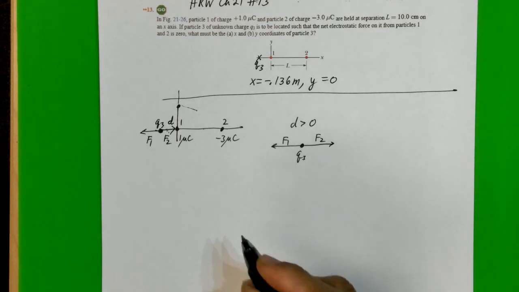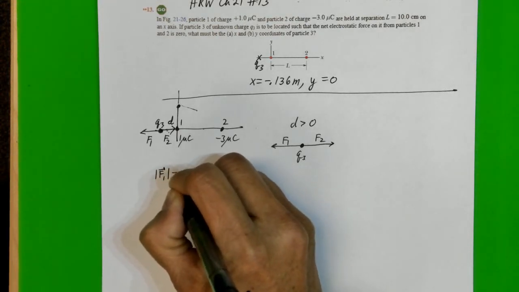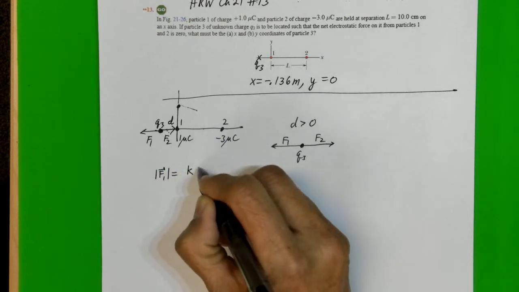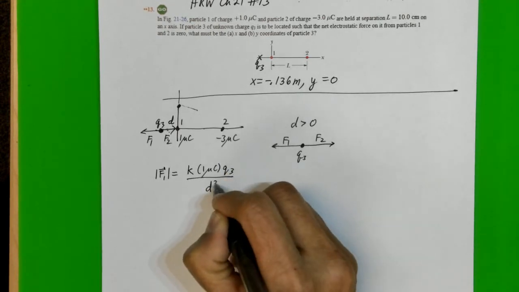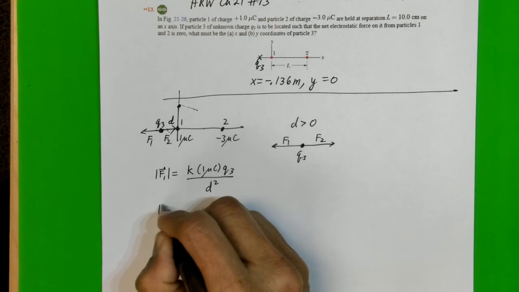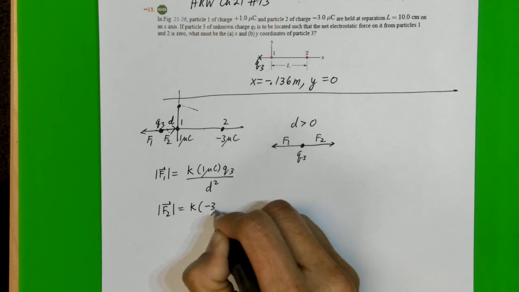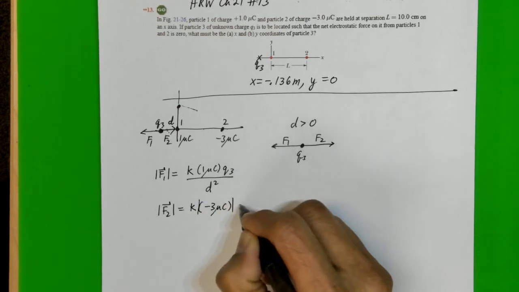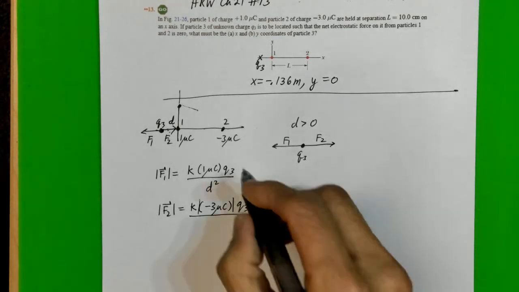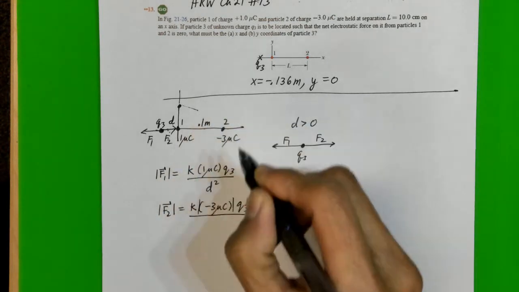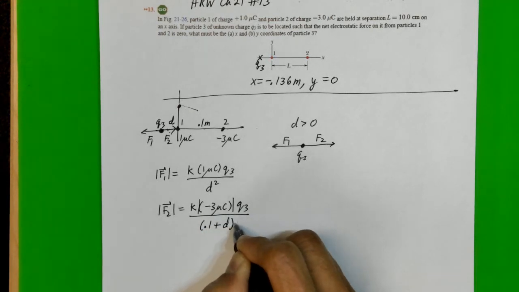It doesn't really matter. So at the moment, just call it Q3. And then let's write the magnitudes of these forces. So you use Coulomb's law. So the magnitude of F1 is going to equal K Q1, which is 1 microcoulomb, Q3 over the distance between them squared. And F2 is going to equal K minus 3 microcoulombs, but you're going to take the magnitude of that, Q3 over the distance between them squared. Now in the problem you were given that the distance between them was 0.1 meters. So in the denominator you're going to write 0.1 plus D, and don't forget to square it.